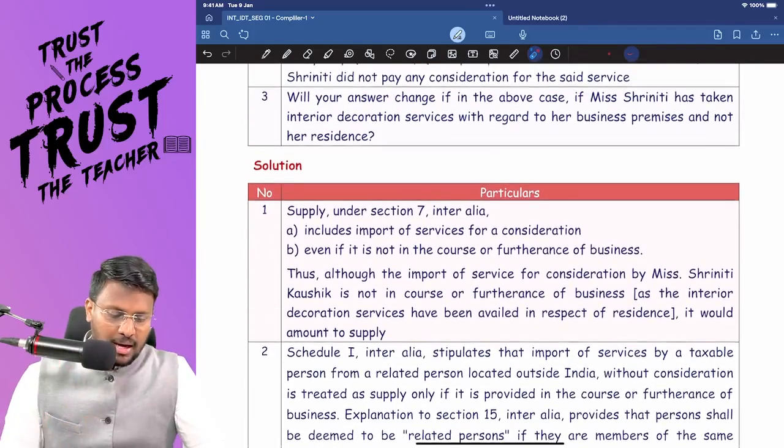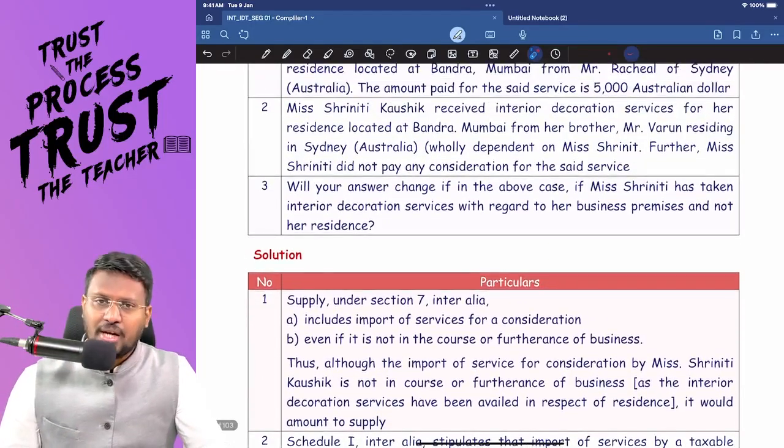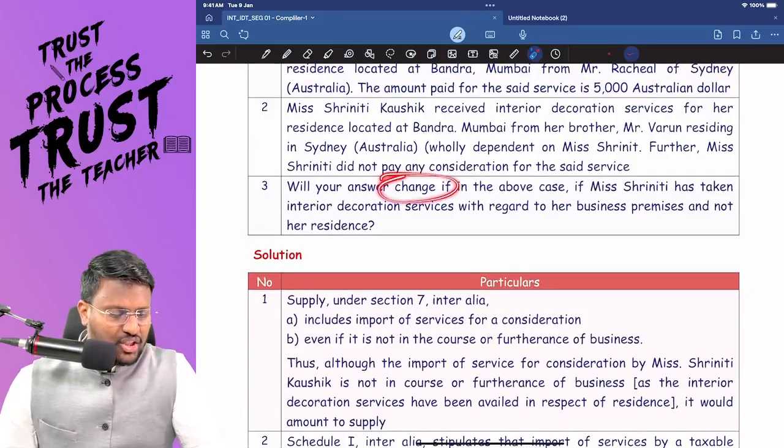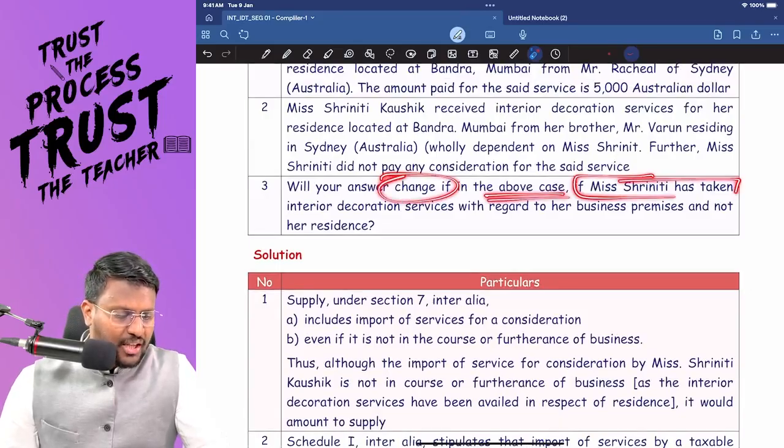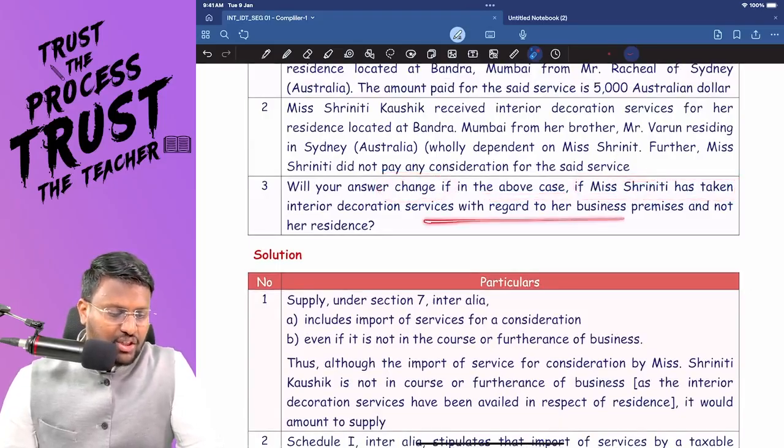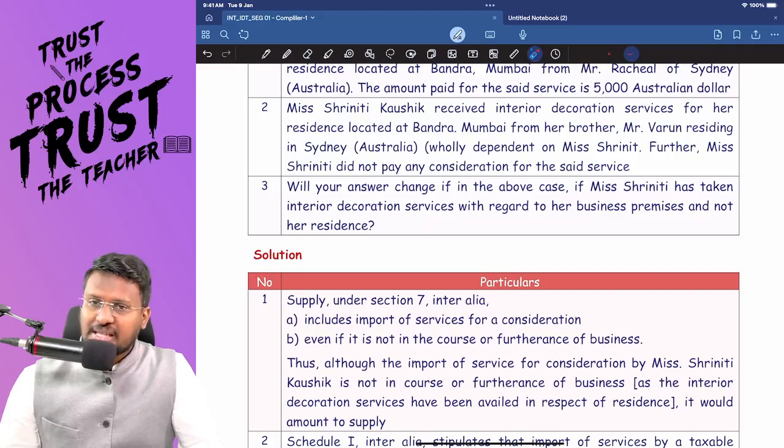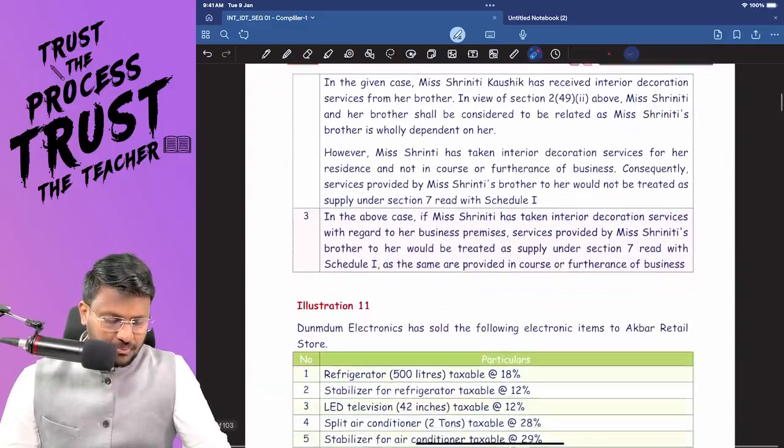Comfortable? Are you able to place the provisions in the question? Will your answer change if, in the above case, Ms. Srinidhi has taken interior decoration with regard to her business premises and not a residence? Yes, sir. In that circumstance, it will be treated as supply.